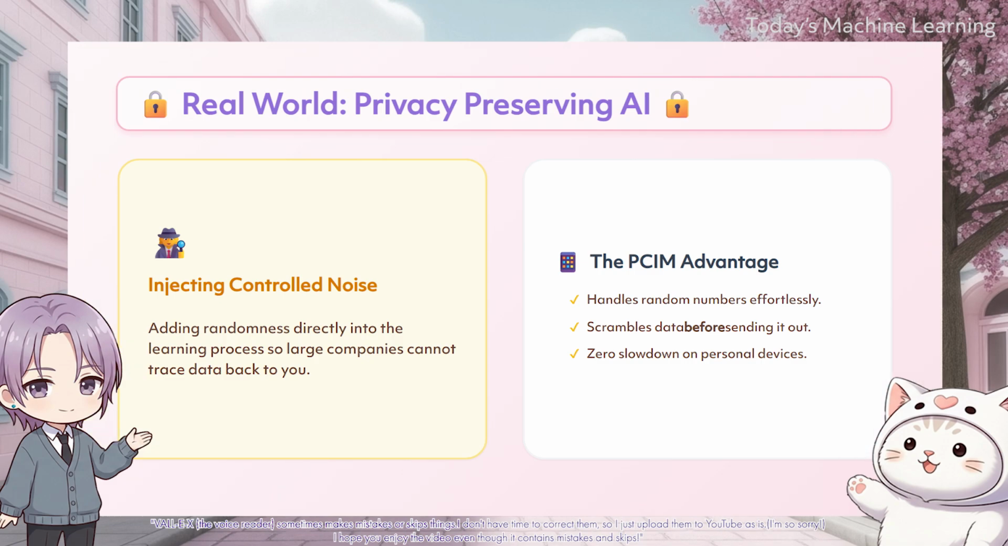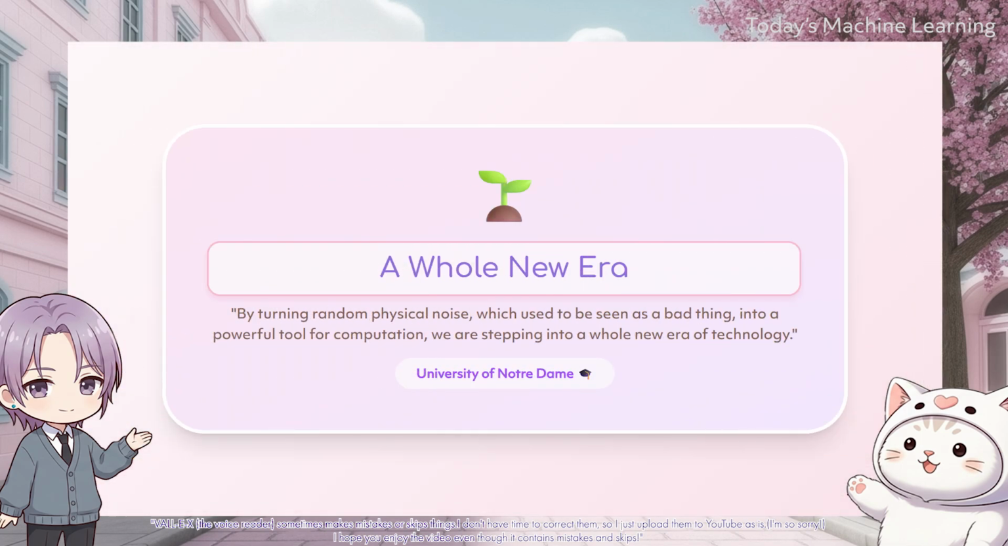And for the third example, let us talk about keeping your private information safe on the internet. When large companies train the AI models on our personal data, we want to make absolutely sure they cannot trace that data back to us. A great way to do this is by injecting controlled noise, or randomness, directly into the learning process. This is often called privacy-preserving artificial intelligence. Because this new memory technology handles random numbers so effortlessly, our phones and personal computers can easily scramble our data before sending it out, without slowing down our devices at all. So you get to use super smart AI tools, and your personal photos, messages, and searches stay completely hidden and protected.